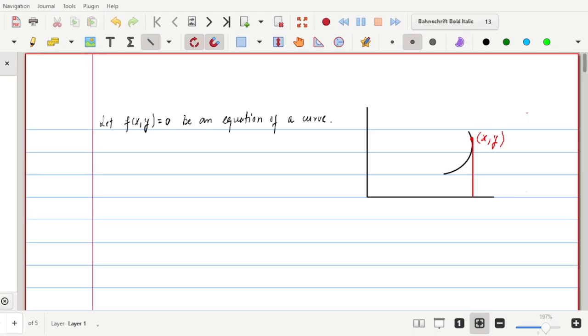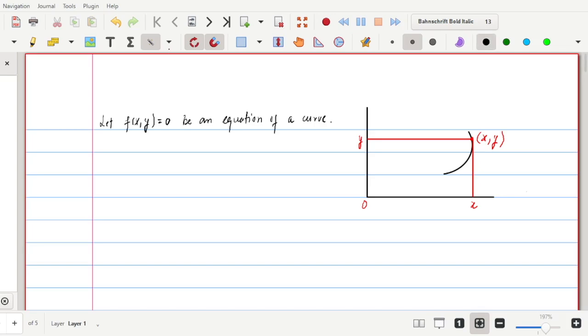and similarly we draw a perpendicular from this point onto the y-axis, then this point is actually x and this point is actually y on the xy plane, and this point is the origin. Similarly, the other points are represented.